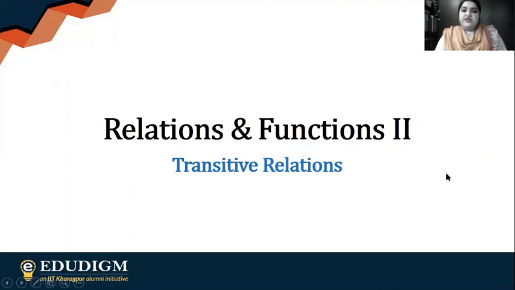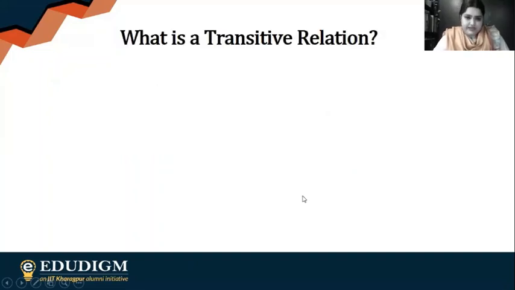So in the previous few lessons, we have talked about different types of relations like symmetric, antisymmetric, reflexive, etc. In this session, we are going to talk about another special type of relation called the transitive relation. Now, before we see the mathematical definition, I'm going to start with a very simple example.